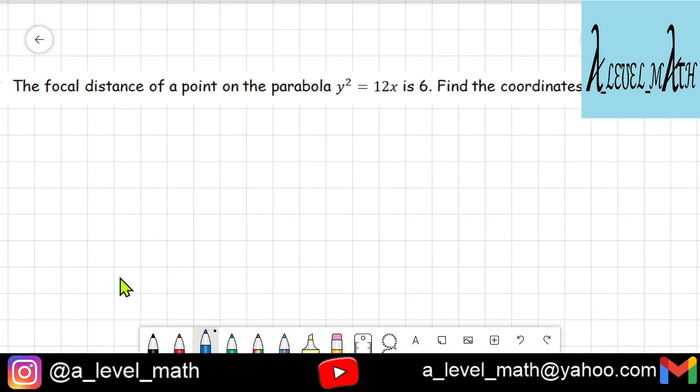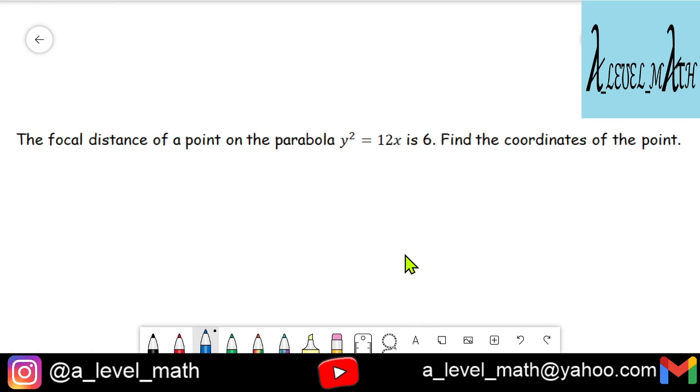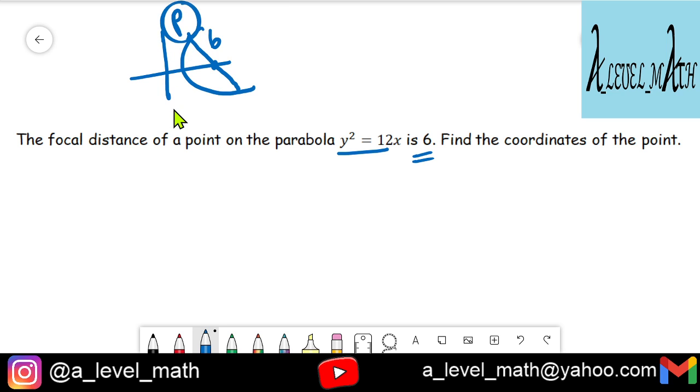The focal distance of a point on the parabola y square is equal to 12x is 6. They have given us the focal distance. We need to figure out the coordinates of the point. Okay, so suppose this is my parabola, this is a focal chord. So suppose this point is P. The focal distance of point P is given to be 6. Suppose this P has a distance of 6 units from the focus. So we need to figure out the coordinates of this point P.